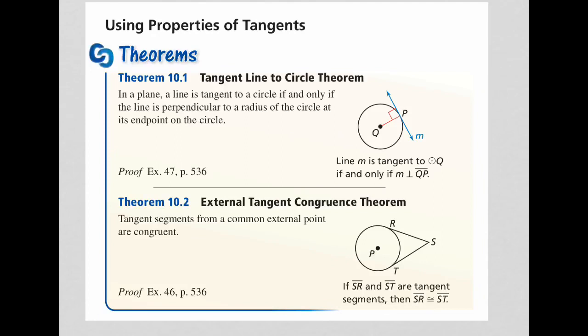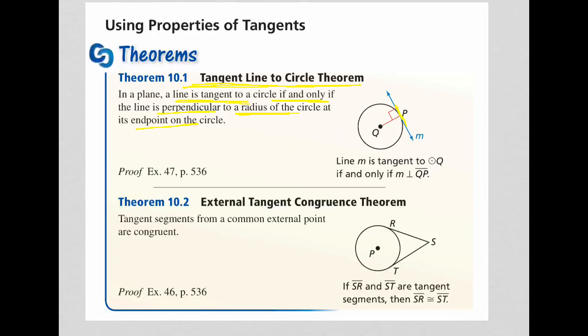So we are going to use the tangents to learn two more theorems from this chapter. So the first theorem is the tangent line to circle theorem. We're going to learn what we can say about a tangent to a circle. So a line is tangent to a circle. How can you decide some line is a tangent to a circle? If and only if the line is perpendicular to the radius of the circle at its endpoint. If it is not perpendicular, then we don't call it a tangent. So in this case, this is the tangent.